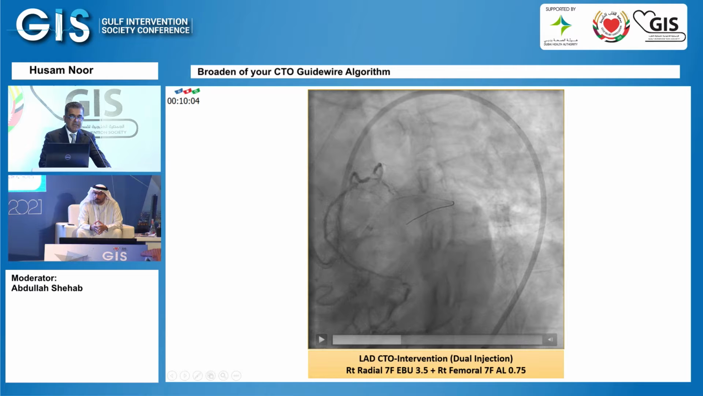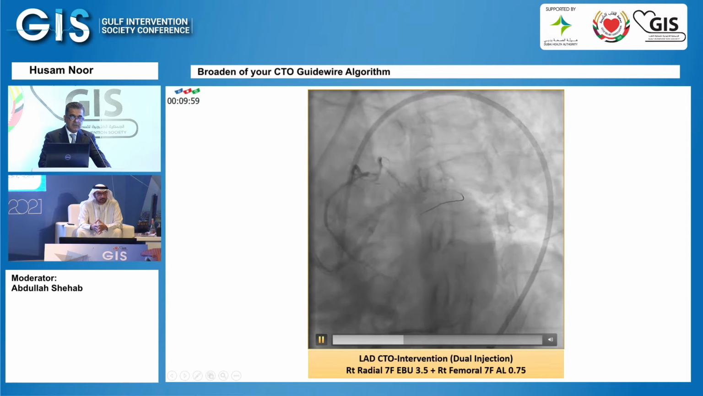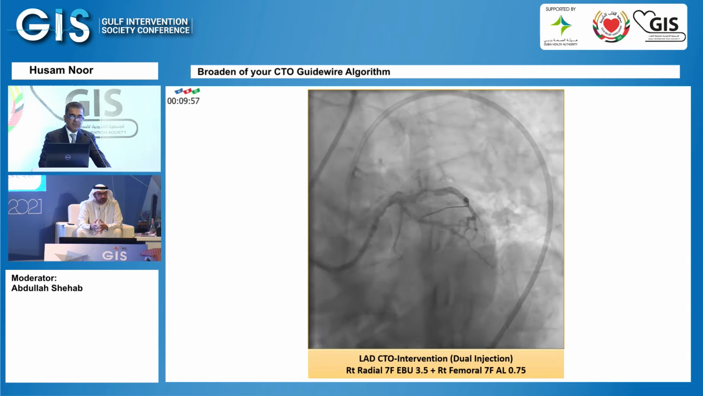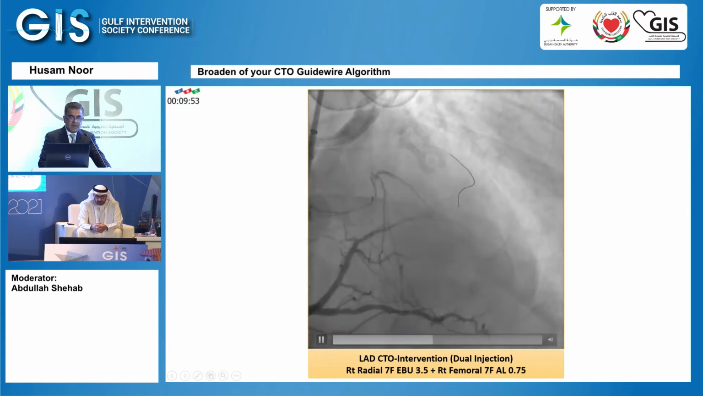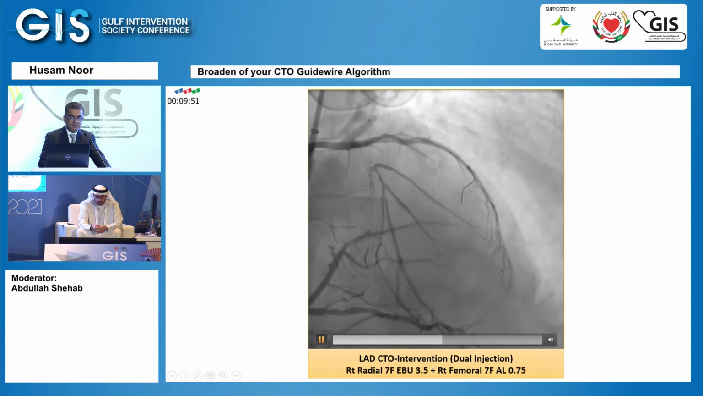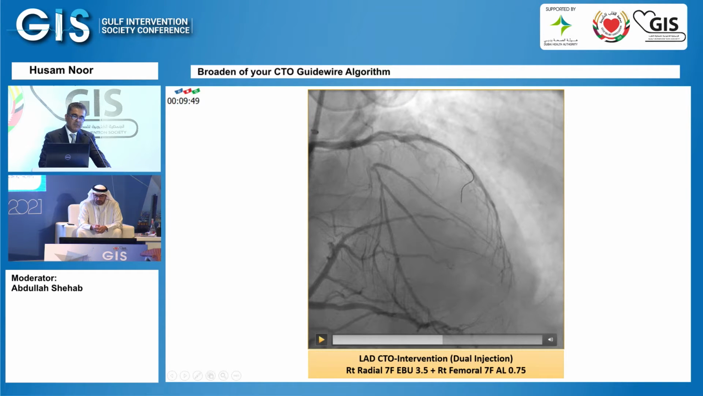The challenge in this case is that the proximal cap is ambiguous. The distal cap is at the bifurcation or trifurcation, and I'm not clear on that. We have calcium, and there's a retroflex diagonal as well coming off here, so there are a lot of challenges in this case.